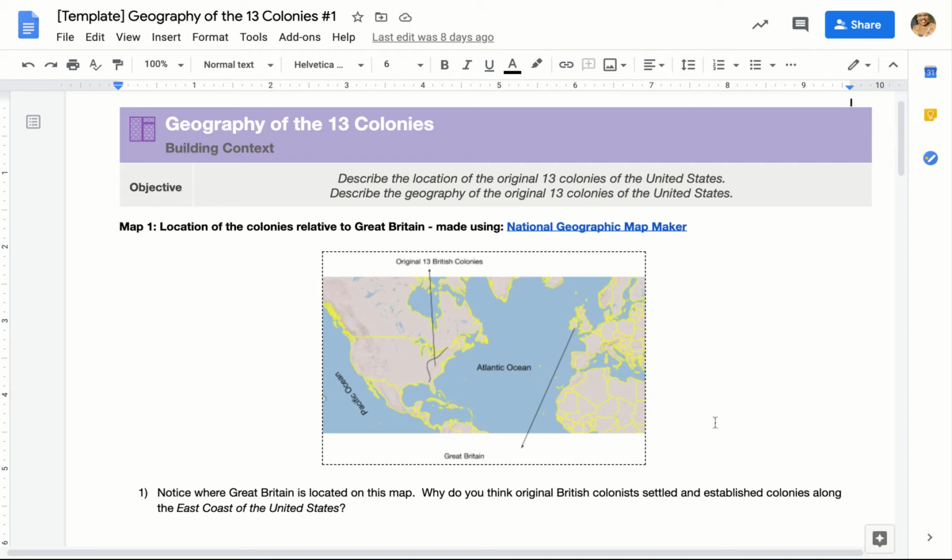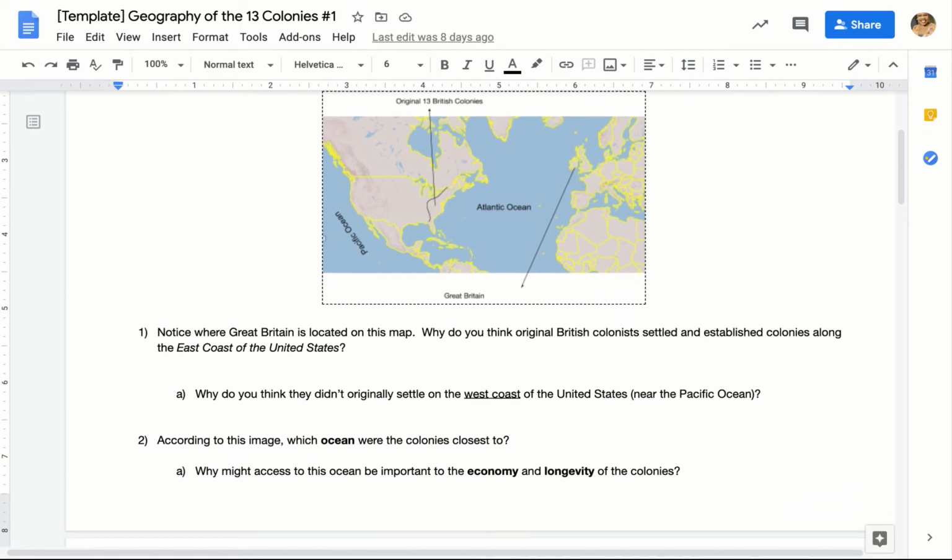As you can see on map one, we have a few of the continents. We have North America, we have Europe, and we have Africa. And we have the Pacific Ocean over here. We have the Atlantic Ocean. We have the original 13 colonies, and we have Great Britain here.